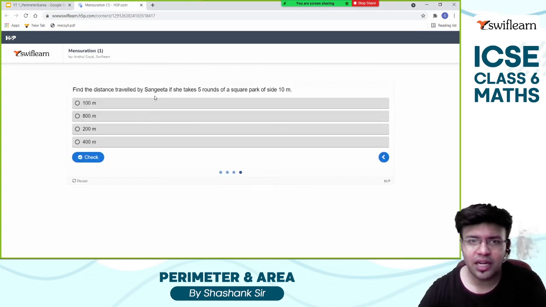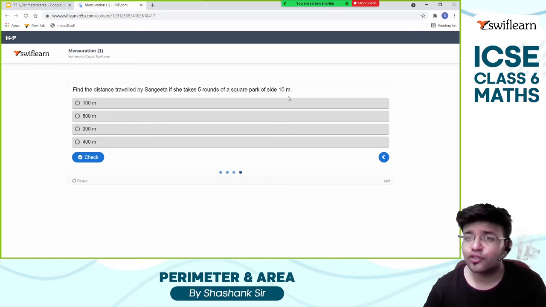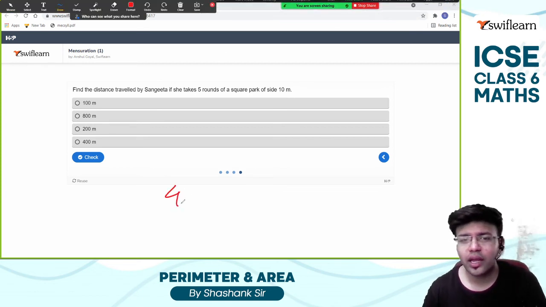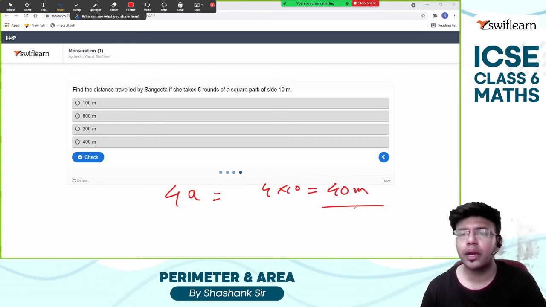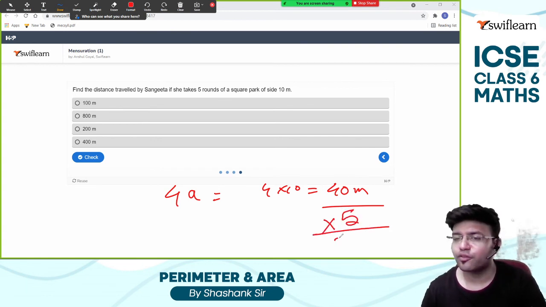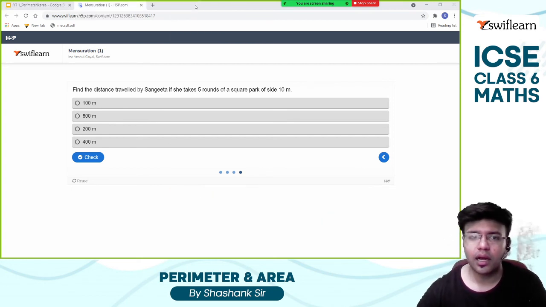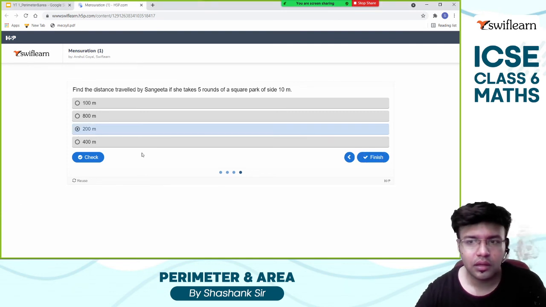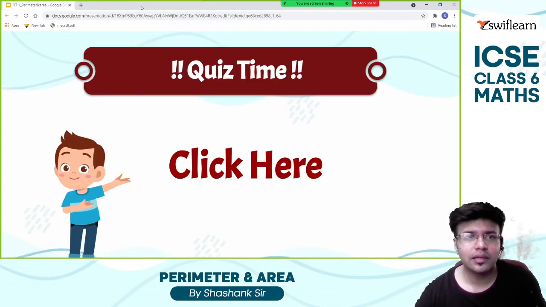Find the distance traveled by Sangeeta if she takes 5 rounds of a square park of 10 meters. The perimeter is 4a, which is 4 into 10, which is 40 meters. This is the distance covered by her by completing one round. By completing 5 rounds, 40 into 5. 5 fours are 20, so 200 meters is the right answer. Yes, so I finished. All the 4 problems are right.